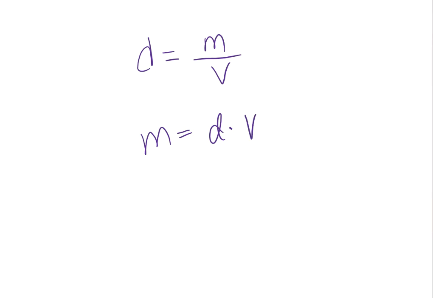And so just in summary of those three different equations, you have density is equal to mass divided by volume. You have mass, which is equal to your density times your volume. And then you have your volume, which is equal to your mass divided by the density.